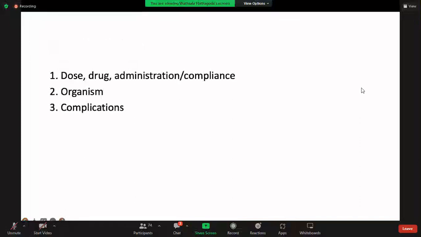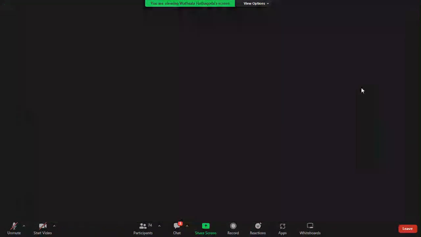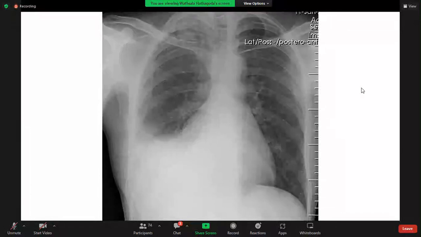So then obviously you might do, other than chasing your reports, an X-ray. So this is the X-ray you have seen. So who's going to explain this X-ray? What can you see here? Right-sided pleural effusion. Yeah, very good.